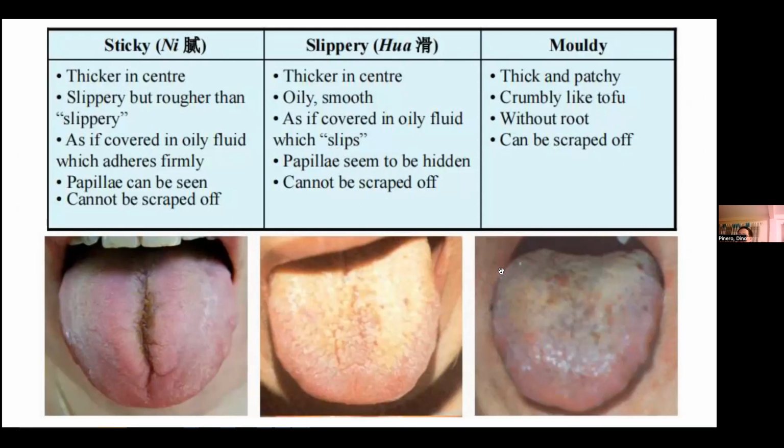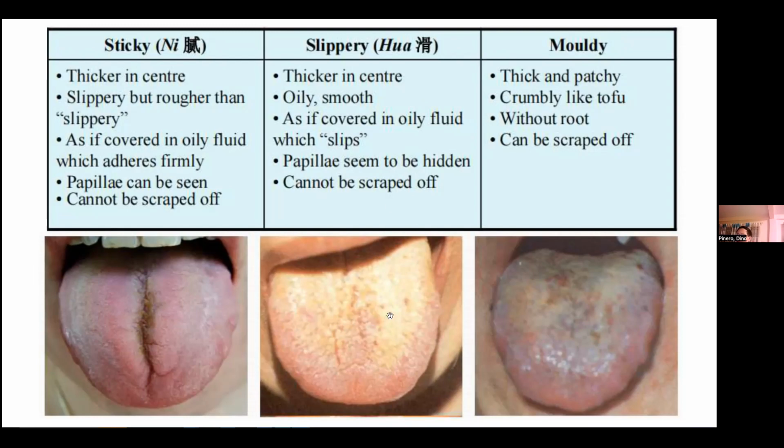So here, another comparison ng sticky, slippery, and moldy tongue coating. First, sa sticky tongue coating, there is thicker in the center. So sa gitna po, observe po natin yung tongue picture. And this one is slippery but rougher than the slippery. Mas rough po siya, as if covered in oily fluid which adheres firmly. The papillae can be seen. Mas na-observe po yung papillae and cannot be scraped off. So ito yung sticky, predominantly can be observed sa phlegm condition. Okay? While the slippery naman, as described ko kanina, this is more likely can be observed sa dampness.